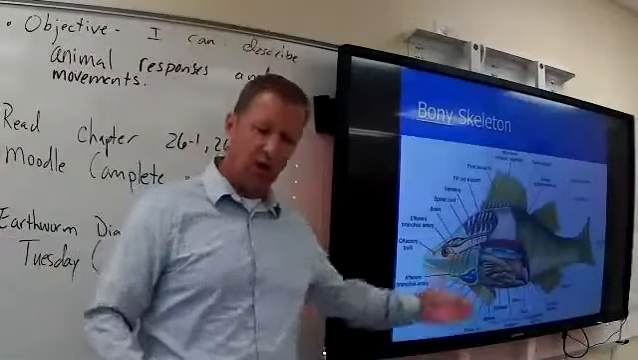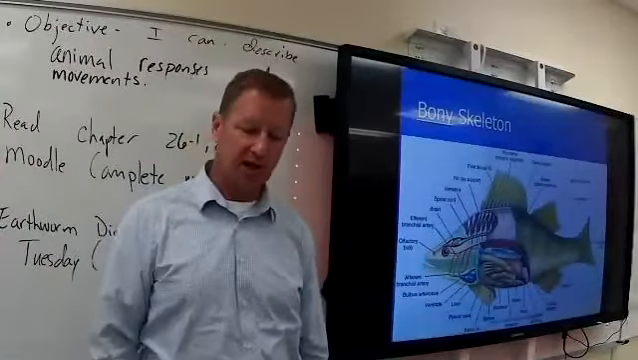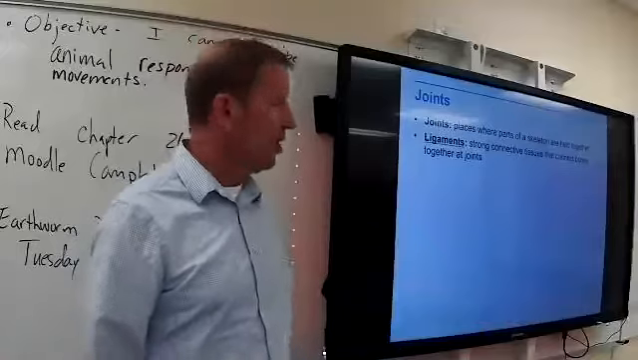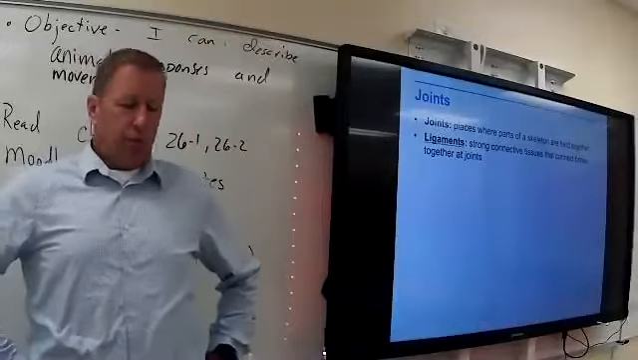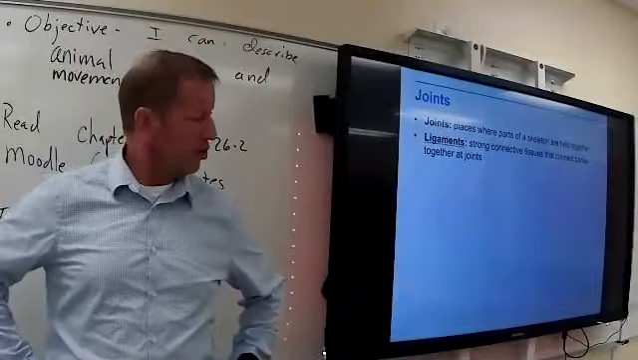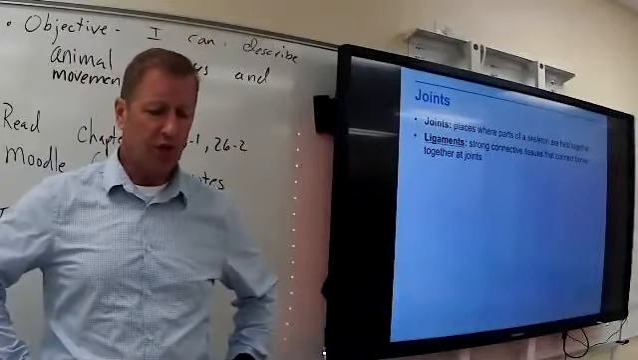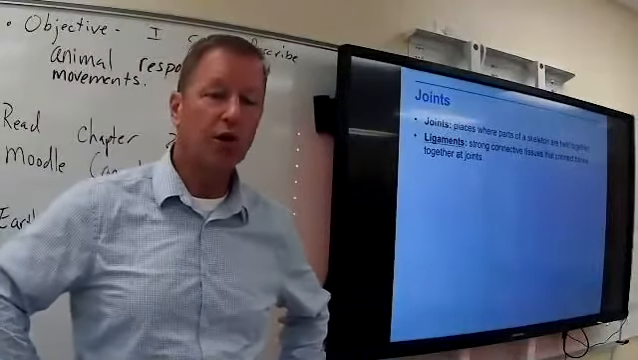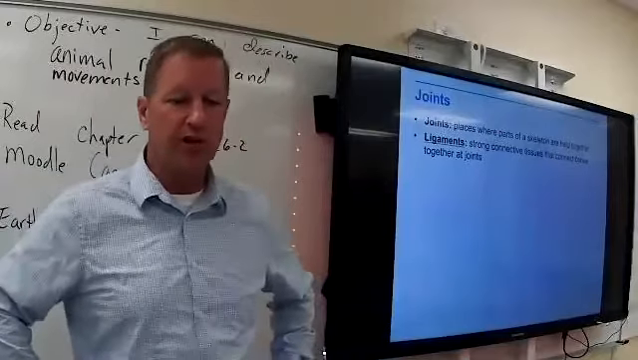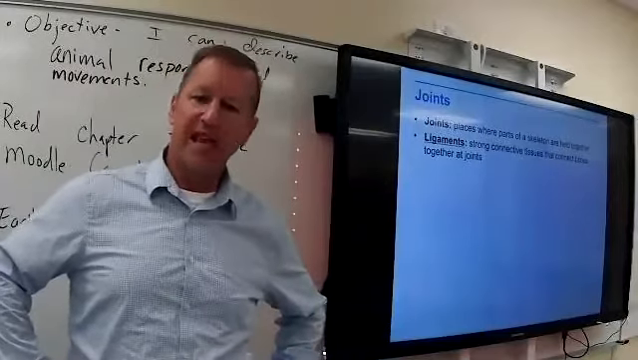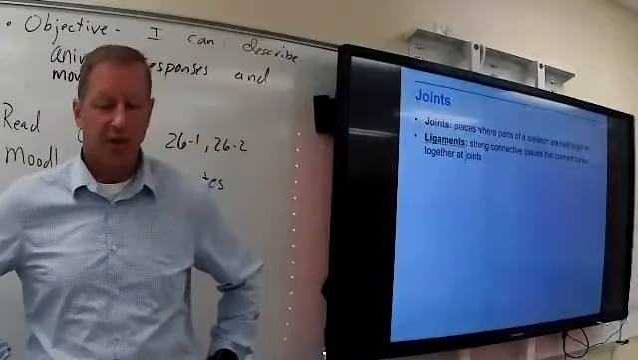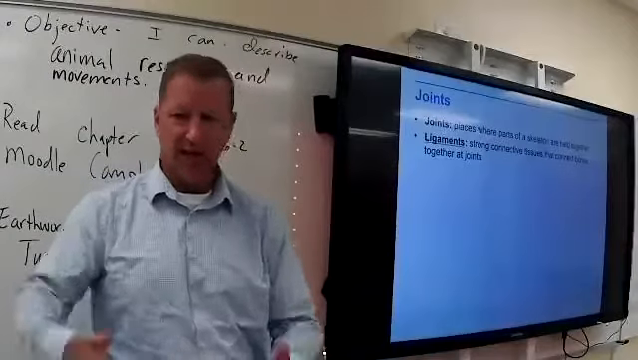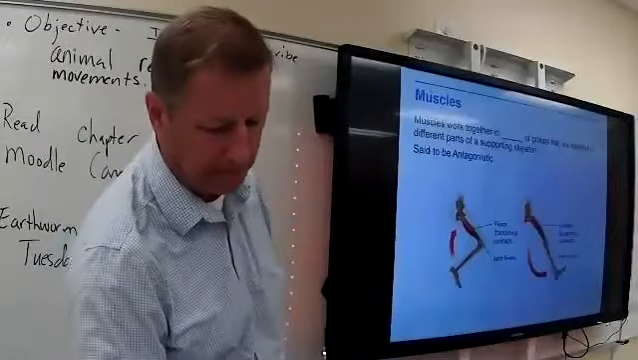So bony skeleton, here we are, a fish. Many fish have a bony skeleton. Actually, bony fish make up the majority of vertebrates. So places where these bones join together are called joints. And joints are held together by ligaments. Oftentimes you hear somebody who tore their ACL or MCL, or they blew out their knee. What we're talking about with the ACL, MCL or PCL is an area in the knee where it holds the bones of the lower leg together with the bones of the upper leg.